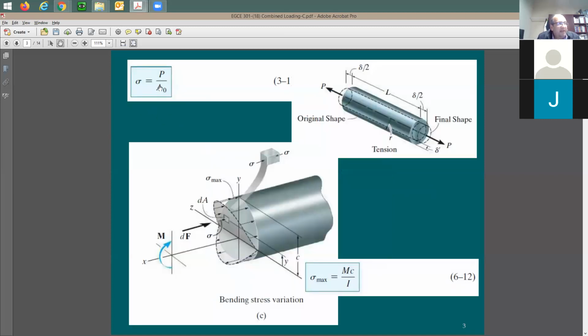So usually when you have an axial load only, when you have an axial component only, the stress is going to be equal to P over A. Just the force divided by the cross-section area. We call this normal stress.